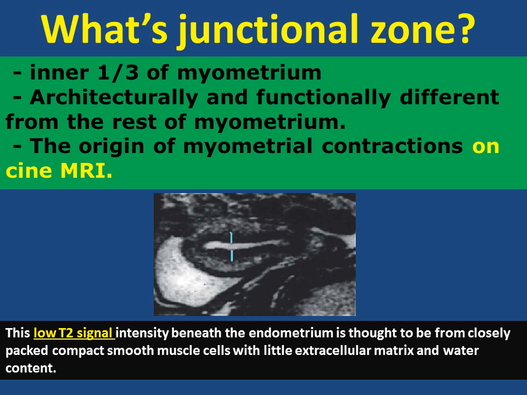The junctional zone anatomically is the inner third of the myometrium, near the endometrium. The outer third is an inert part of the myometrium. The inner third is the active part of the myometrium. It is architecturally and functionally different from the outer two-thirds. It is the origin of myometrial contractions, which are responsible for different mechanisms in infertility and in bleeding, as proved by thin-slice MRI studies.